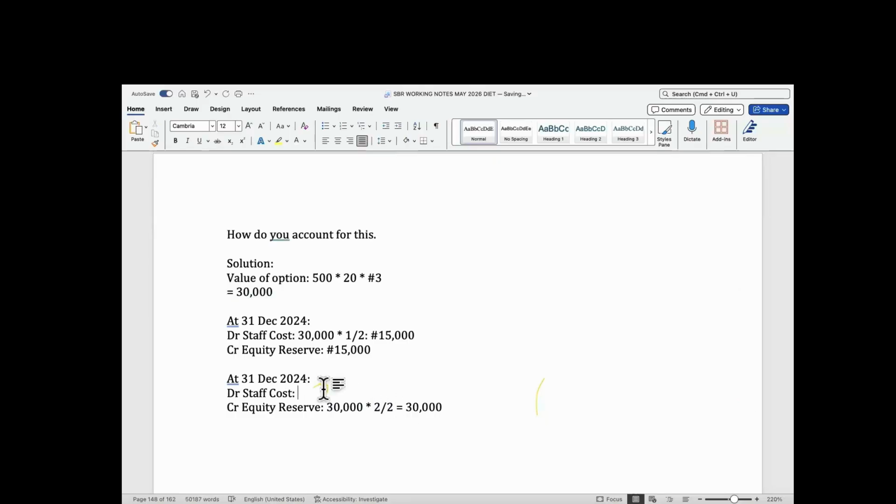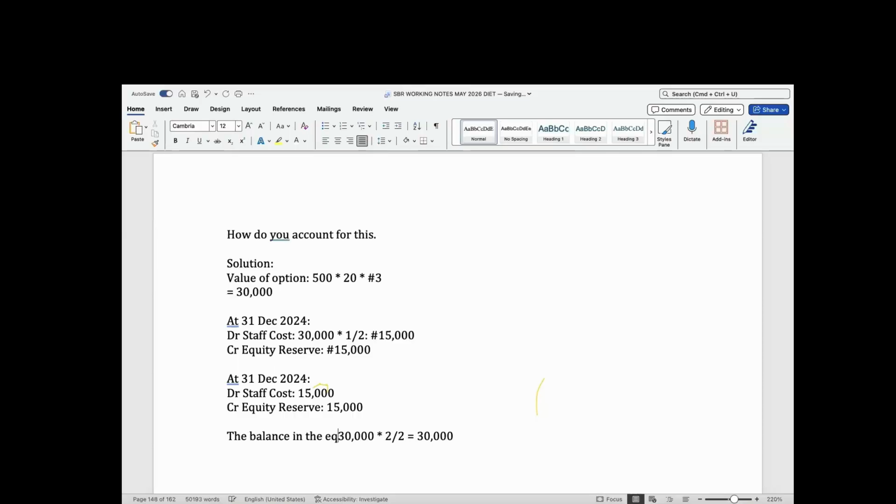What goes to staff costs is the increase in the reserve. So this 30,000 is capturing year one and year two together. So what goes to P&L as an expense is just year one, which is this minus this. So this is similar to you are debiting this, and you are also crediting 15,000 at the same time.